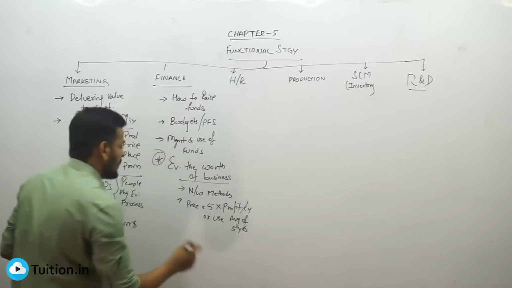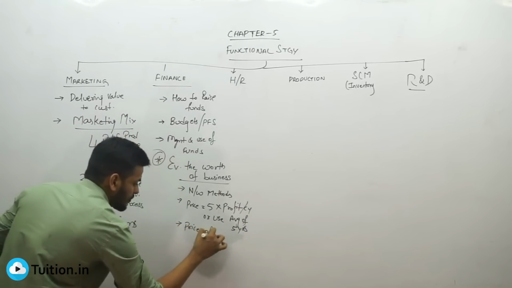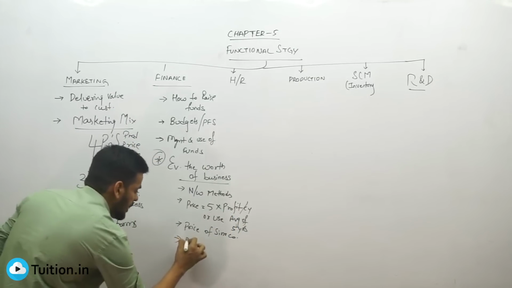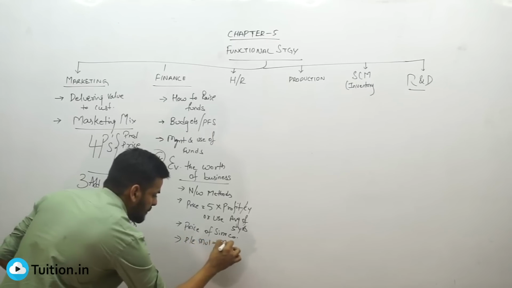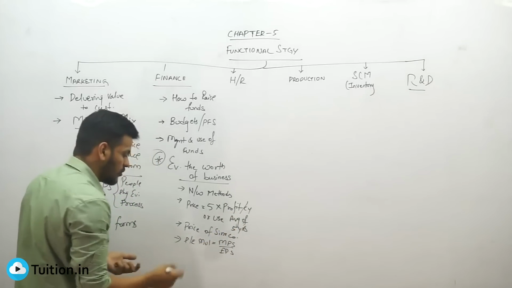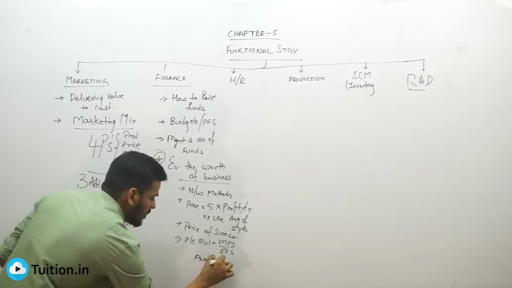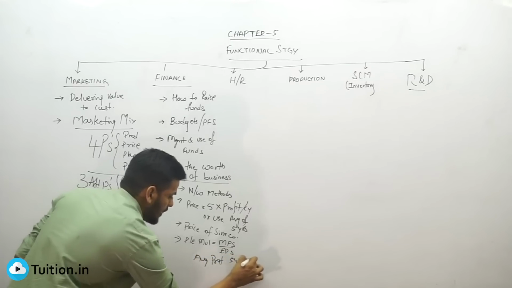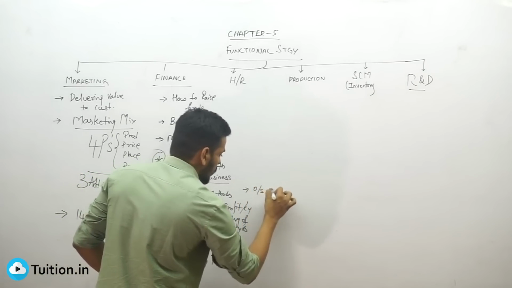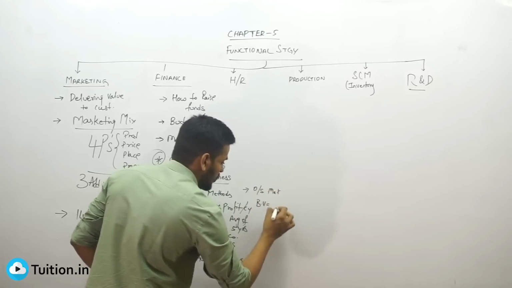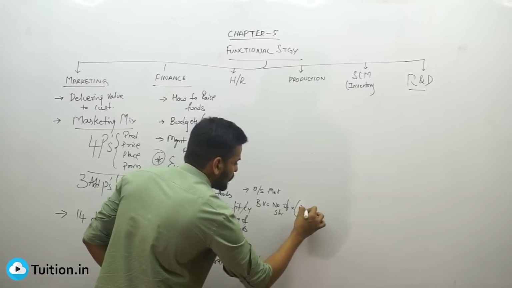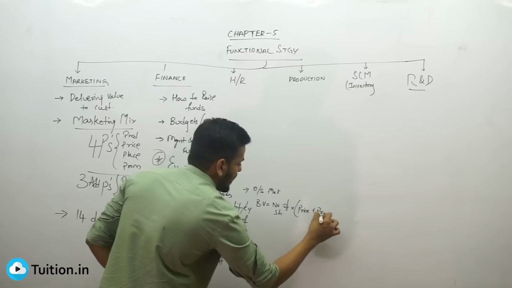Then we have 3 more approaches. Price of a similar company is one approach. Then we have the PE ratio method. PE multiple, you will get it by dividing MPS by EPS. Once your PE is ready, the business value is average profit of 5 years into PE. And the next one is the outstanding shares method, which is business value equal to number of shares into price of share plus premium per share. That's how you go with the 5 methods.